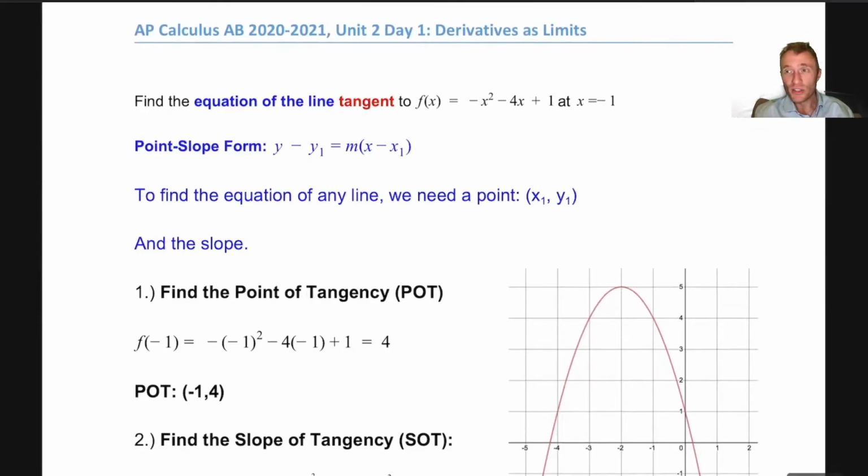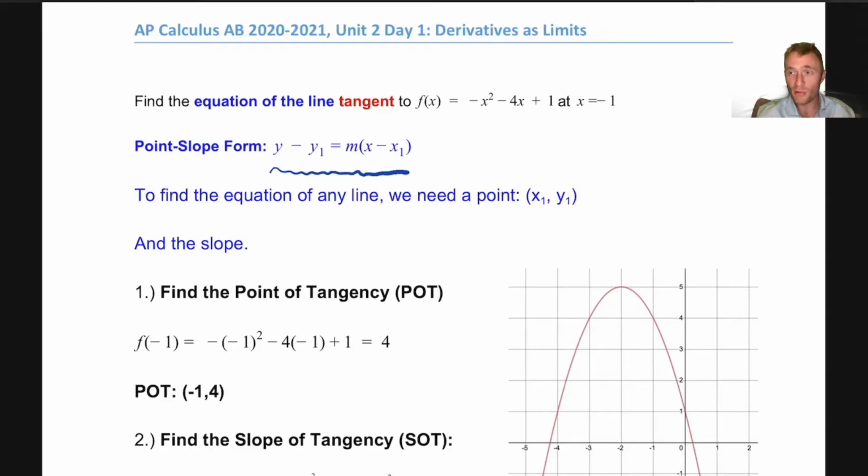If, and really this is mostly just algebra review, I ask you to find the full equation of that tangent line, not just the slope, the full equation of the line tangent to negative x squared minus 4x plus 1 at x equals negative 1. The easiest way to do this is point slope form.